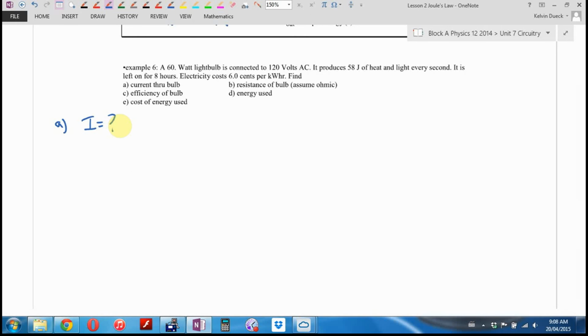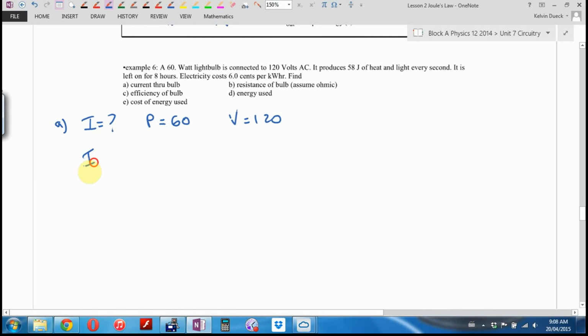Well, I think I can go power equals 60, right? Voltage. Hey, Emma, this is just like your question earlier. I think we're going to go current equals power divided by voltage, 60 over 120.